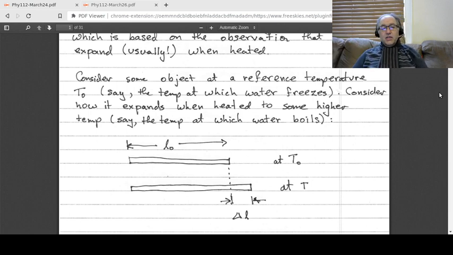So what you're seeing there is my thermometer at the two reference temperatures. The original length of the thermometer, we'll call that L naught. The little naught usually means initial, so that's the original, and that's going to be at a temperature T naught. And then at the higher temperature T, the thermometer has expanded a distance delta L, and you can see that in the diagram there.